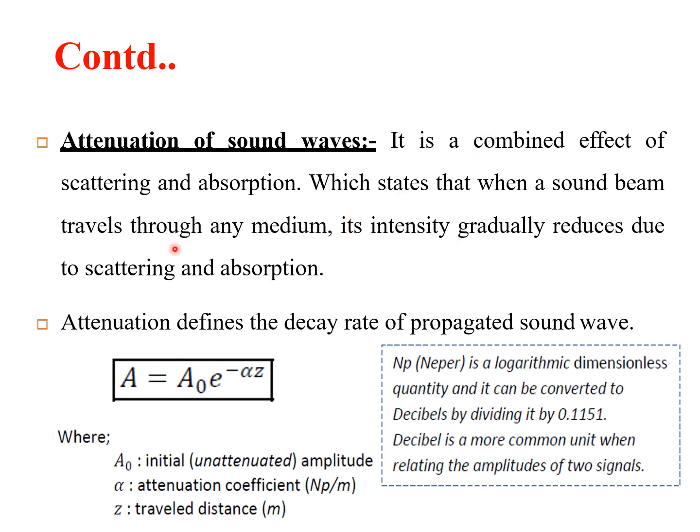So when a sound beam travels through any medium, its intensity is gradually reduced because of scattering and absorption, which may cause an error. Attenuation is defined as the decay rate of propagation of the sound waves. The formula is: A equals A0 times e raised to minus alpha Z, where A0 is the initial unscattered amplitude, alpha is the attenuation constant, Z is the distance of travel, and A is the final amplitude. Okay, now we'll be coming to the end of this lecture.